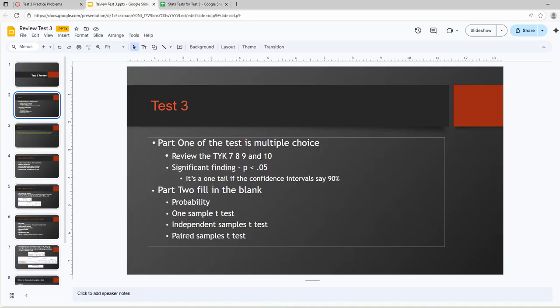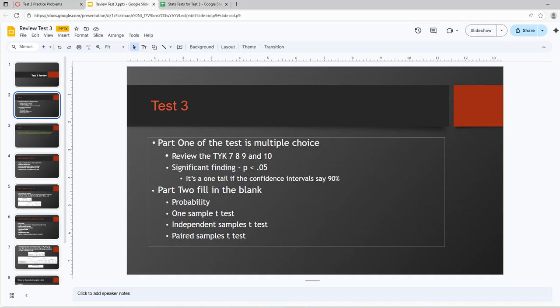Some of the questions, when you go back to those TYKs, are asking, is this a significant finding based on the SPSS output? If the P is less than 0.05, then it's significant. So if the two-tail P is 0.07, not significant. 0.03 would be significant. Some of the questions ask, is this a one-tail or a two-tail?